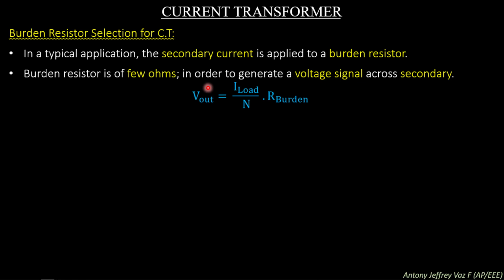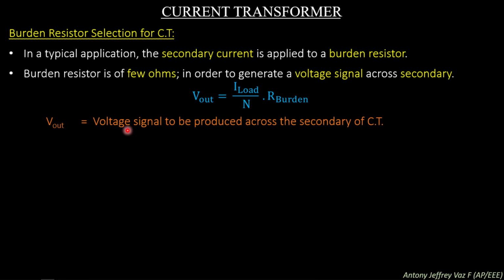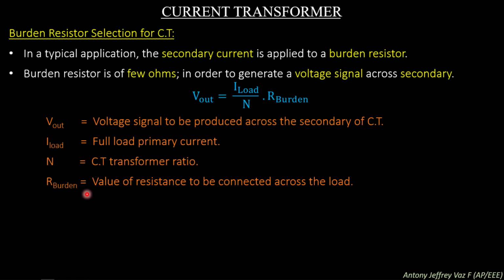To find the burden resistor, we can use this formula: Vout is equal to Iload divided by N into Rburden. Vout is the voltage signal to be produced across the secondary of the current transformer. Iload is the full load primary current. N is the current transformer ratio. Rburden is the value of resistance to be connected across the load.